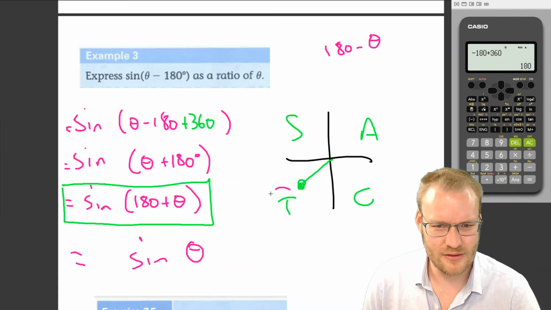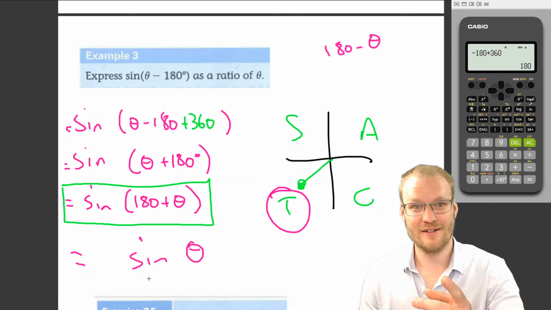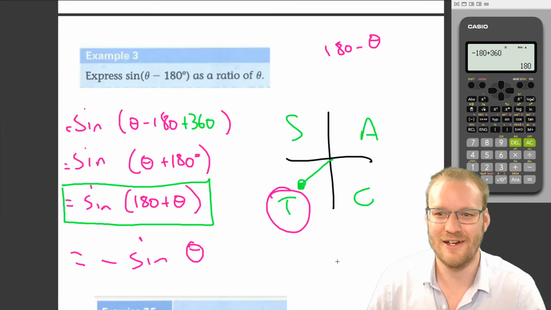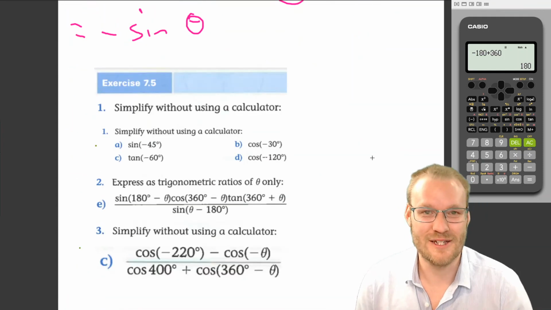Which quadrant are we in? Tan. Tan is positive, therefore sine is negative. I love it. Okay, cool. So negative sine theta.